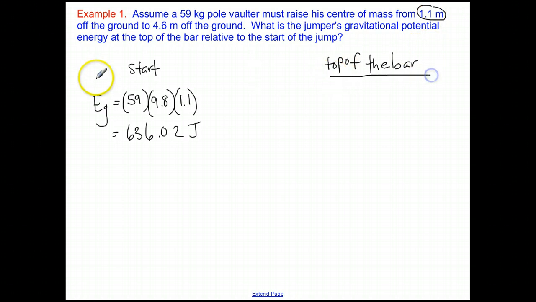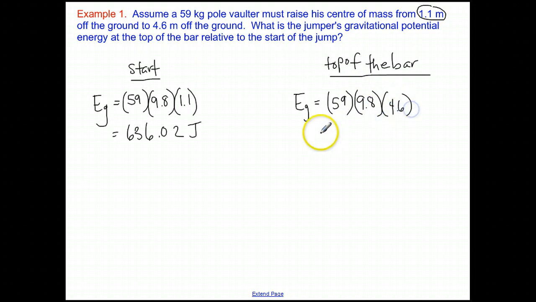When he makes his jump and he's at the top of the bar, the only thing that's changing here is the height. And you can see that the higher you are above the Earth's surface, the more gravitational potential energy you have, because this height value is changing. He is 4.6 meters off the ground at this point. So 59 times 9.8 times 4.6, we have a total of 2,659.72 joules.